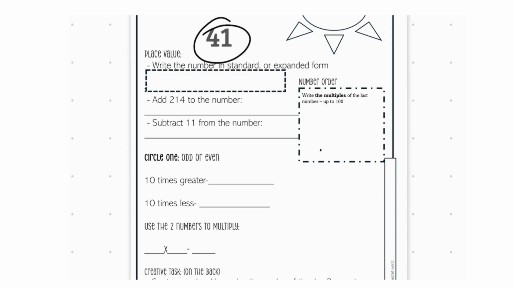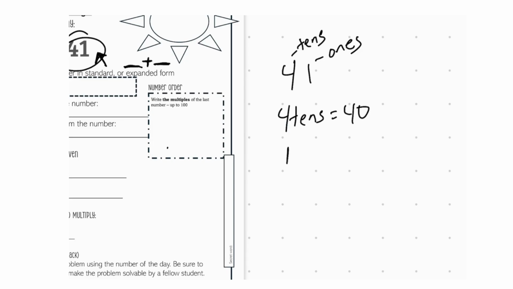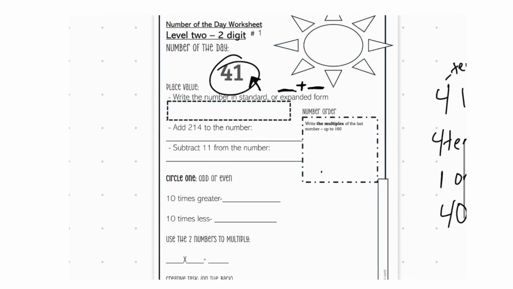So let's get started. Our first question is: write the number in standard or expanded form. Well, it's already written in standard, so we're going to write it in expanded. That just means we're taking that number and expanding it. The 4 is in the tens place, the 1 is in the ones place. So we know that 4 tens equals 40, and 1 one equals 1. That gives us 40 plus 1, so we write 40 plus 1.